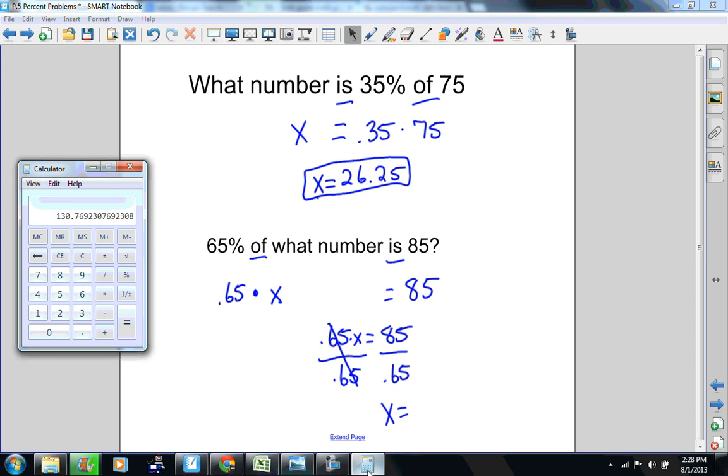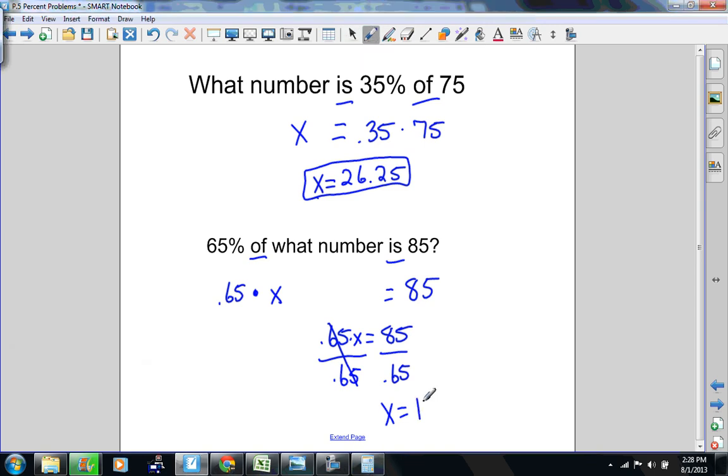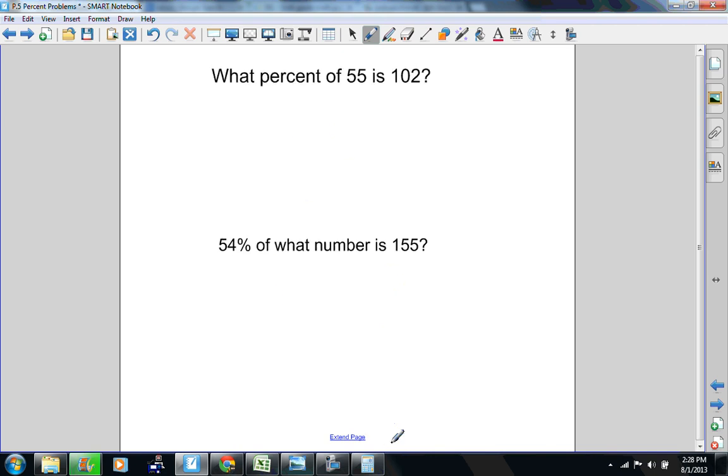And that's 130.77. Now, like all these other problems, we should read this back to ourselves and see if it makes sense. 65% of 130-ish is 85. Well, it should be greater than half because 65 is above 50%. And that looks to be above 130 or half of 130. So that does seem to make a little bit of sense here. Okay? Try these two on your own and see what you get.